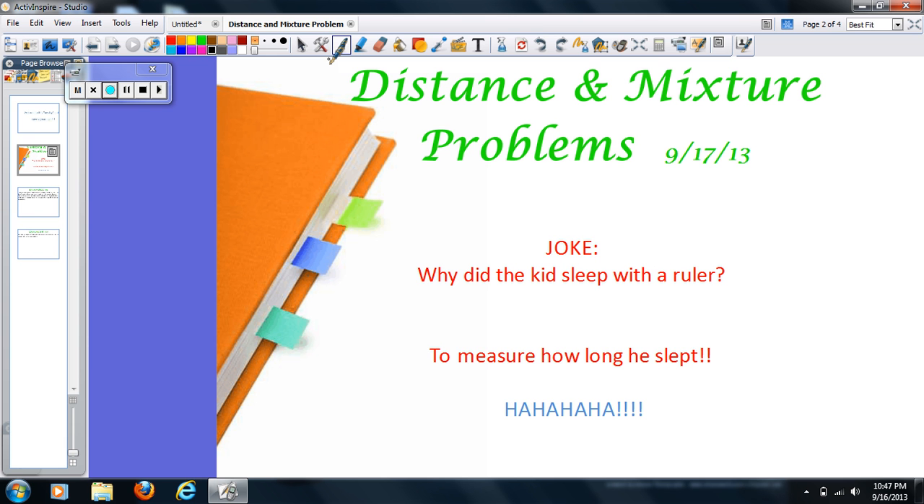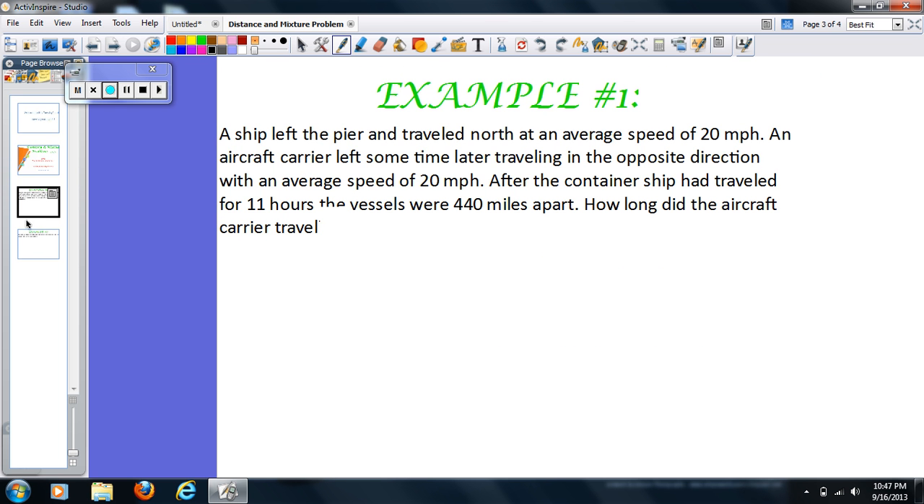Tonight we're going to be working with what we call distance and mixture problems. Now there's a method to the madness here when you're working with distance and mixture problems. So let's go ahead and look at the first one, which is going to be a distance problem. Now, there is a formula that goes with a distance problem. It is distance equals the rate times the time.